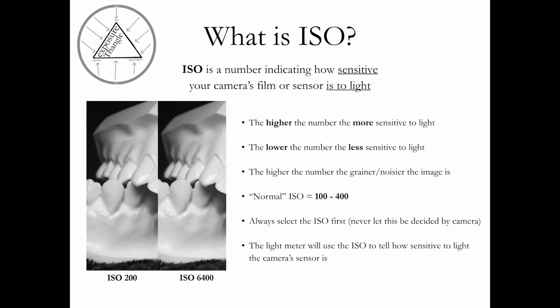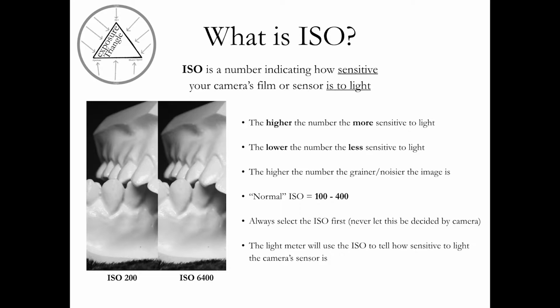As the ISO number gets higher, the more sensitive to light the camera will be. So for example, ISO 200 is not very sensitive, while ISO 6400 is extremely sensitive to light. The standard ISO for normal shooting is between 100 and 400, meaning if you're shooting outside and have a good amount of light, shooting between 100 and 400 is a good idea.